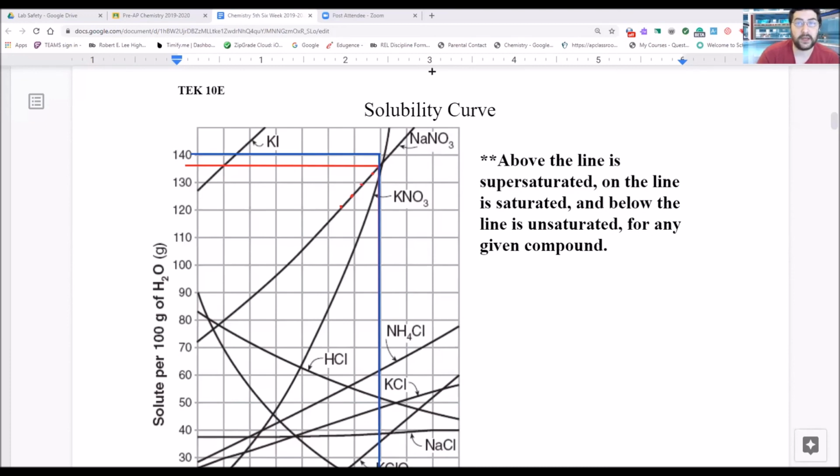solution. Okay, if we were to dissolve like 130 grams of sodium nitrate, I'm still talking about sodium nitrate here. If we were to dissolve 130 grams of sodium nitrate at 70 degrees Celsius, you'll notice that this point down here where the green lines intersect, that is below the sodium nitrate line. So we would have an unsaturated solution. That means we still could add more solute and get up to this saturated amount here.